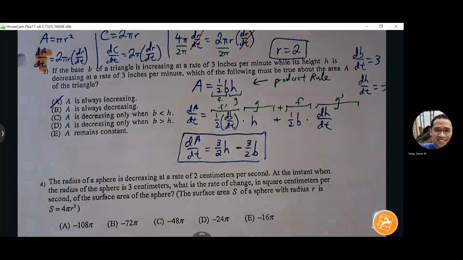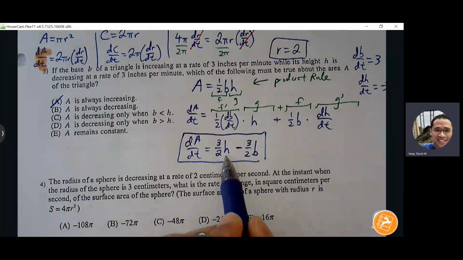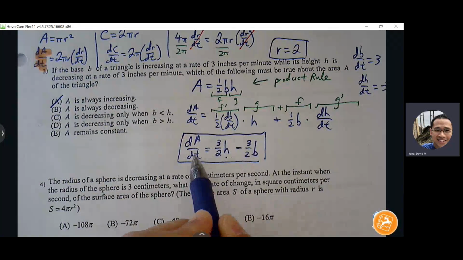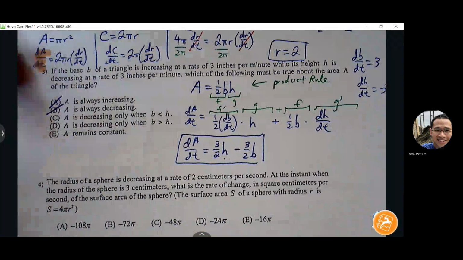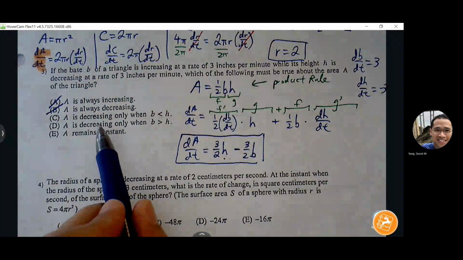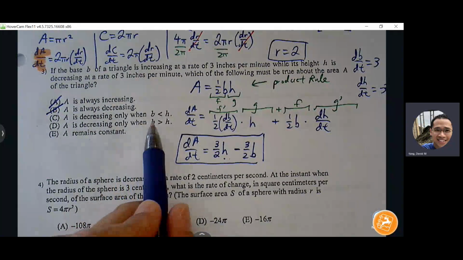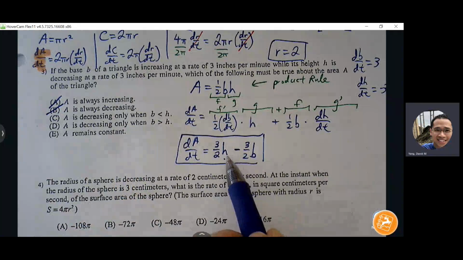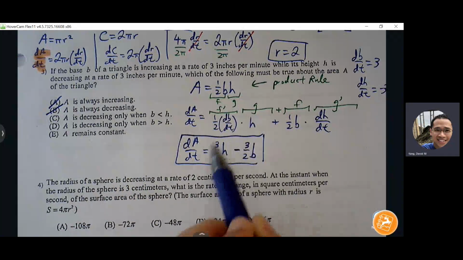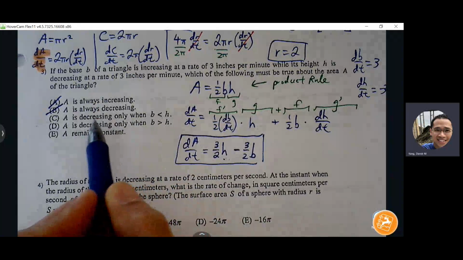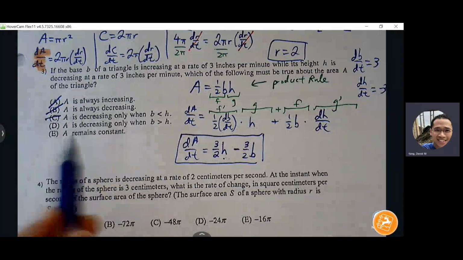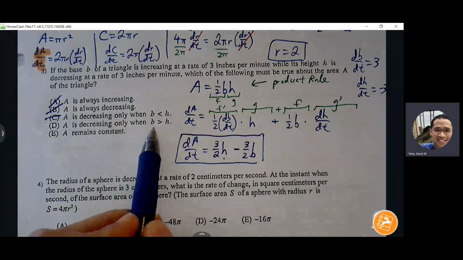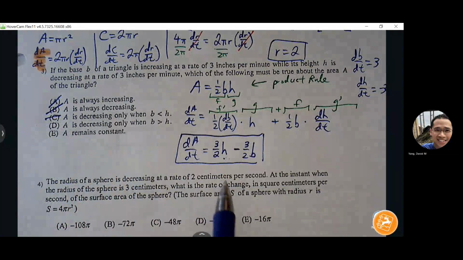A is always decreasing. Not necessarily, right? If H is greater, then my dA/dt is going to be positive, so that's going to go against that statement. A is decreasing only when B is less than H. So when B is less than H, is this going to be a positive or negative value? Positive, so we know A is not going to be decreasing, but increasing, so that's not correct.